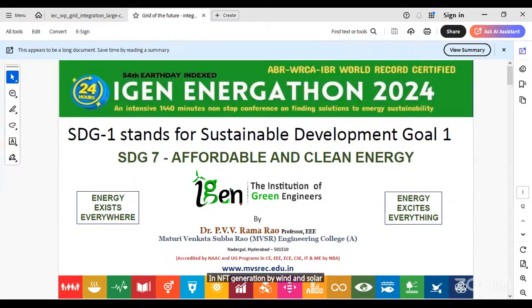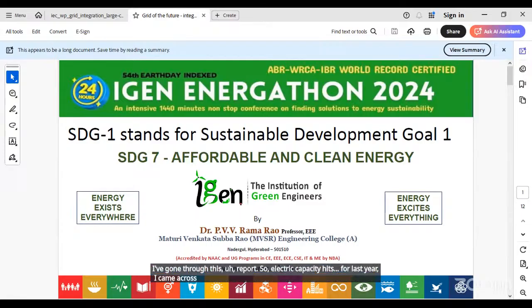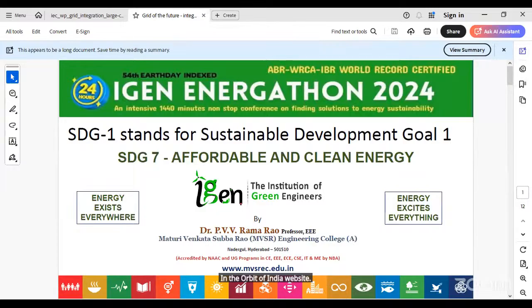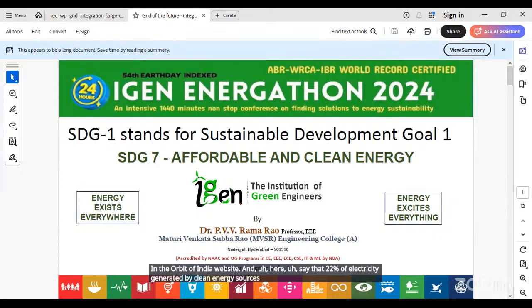I don't know how many of you have gone through this report. So, energy capacity hits what last year? I came across this small poster on the Government of India website, and here you see that 22% of electricity is generated by clean energy sources, and wind and solar accounted for 10%, and almost 25 gigawatts of solar capacity was added in 2024, or 2x of 2023, almost two times.